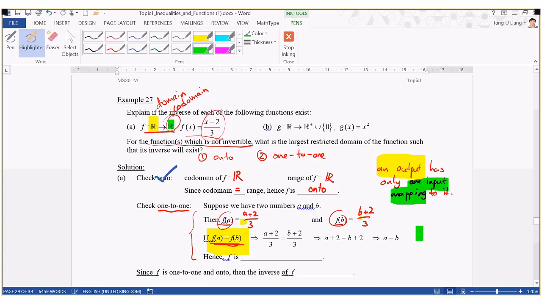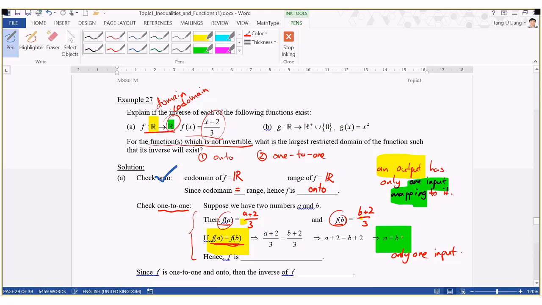I know this is not so easy to see, but when we look at the equation a equals b, this means that a and b are the same thing. And that's why it's only one input. Just as before, when we have f(a) equals f(b), that means f(a) and f(b) are the same thing. That means only one output.